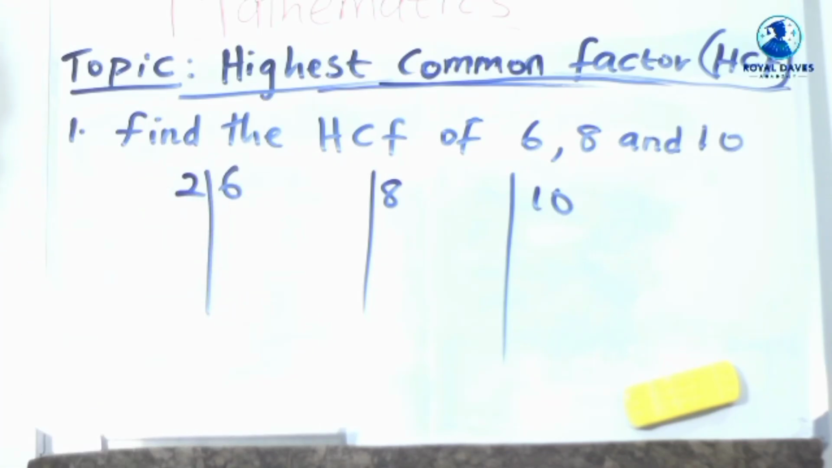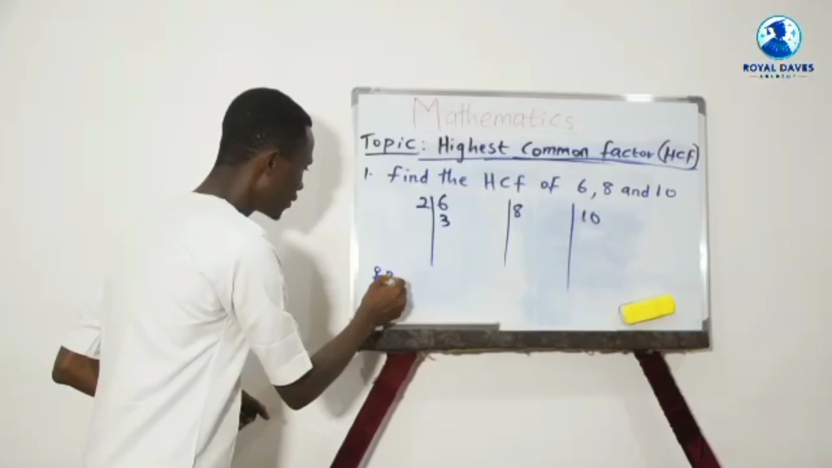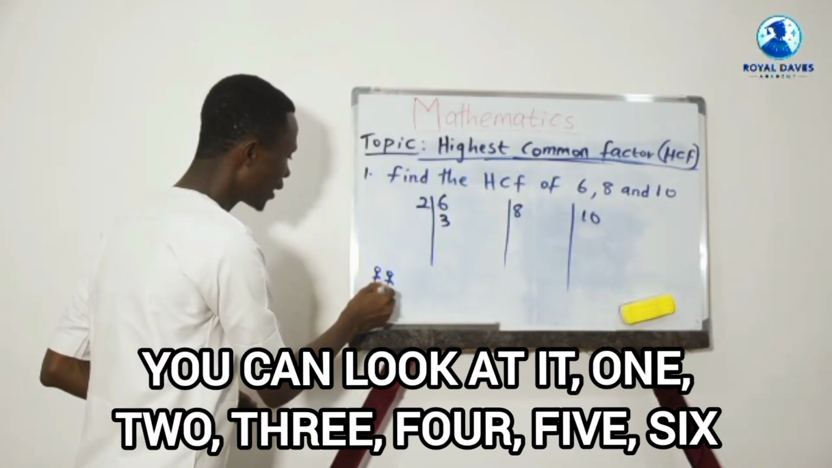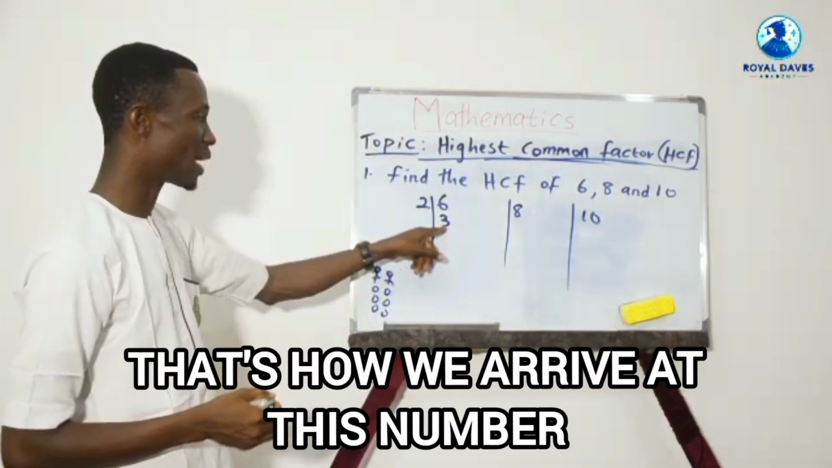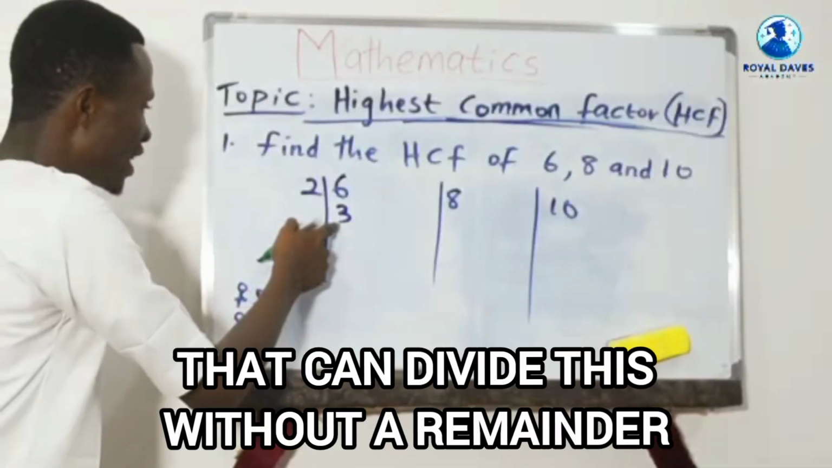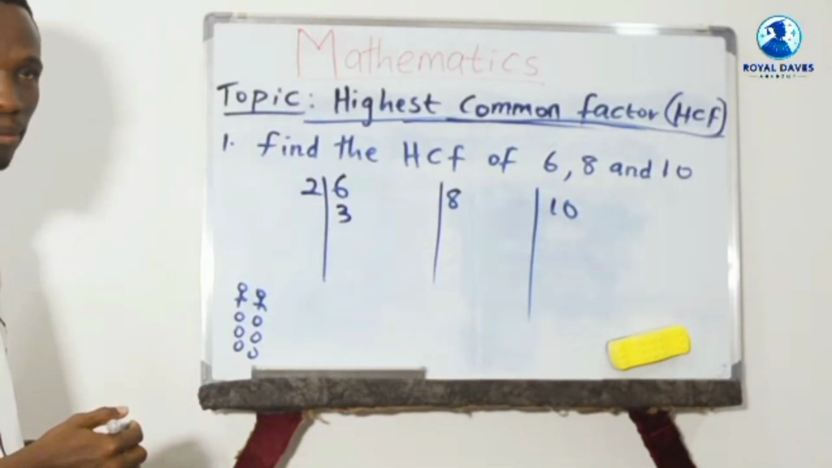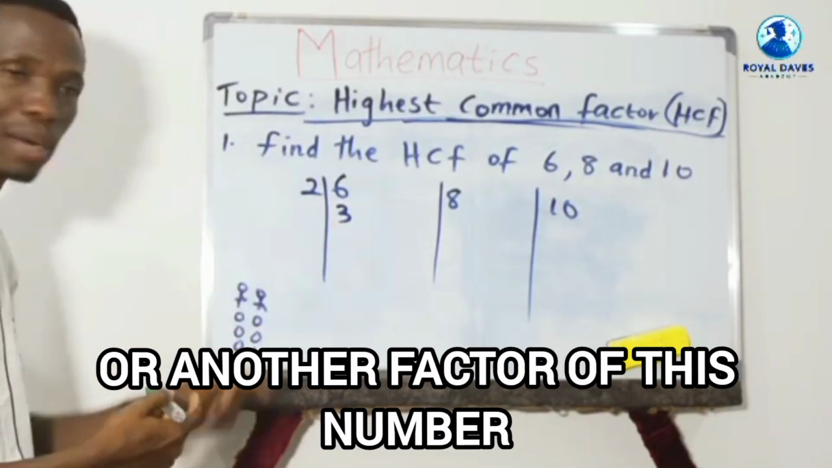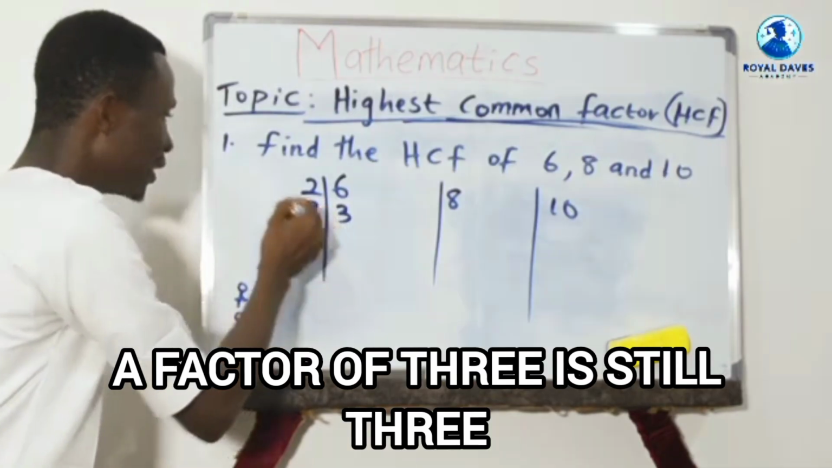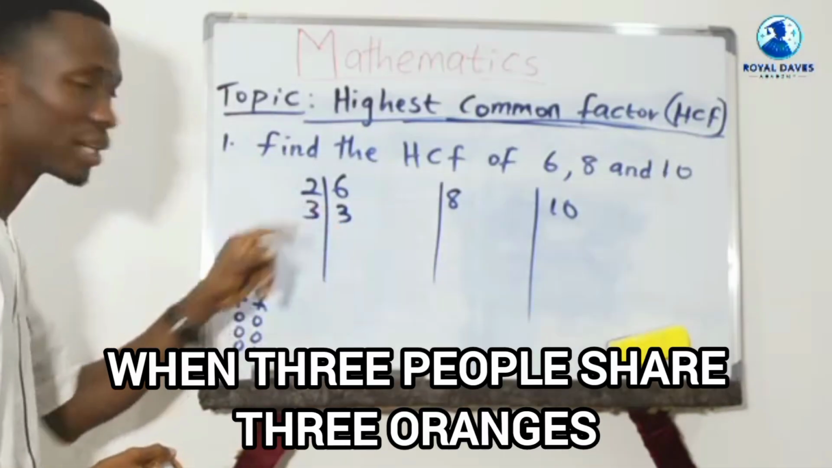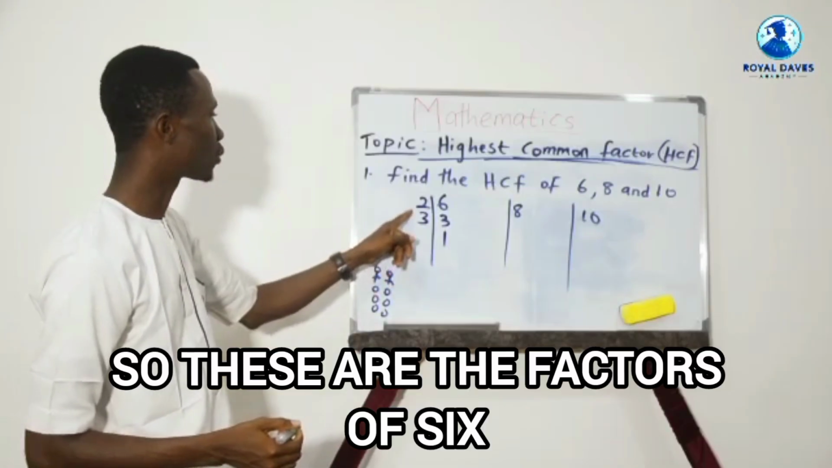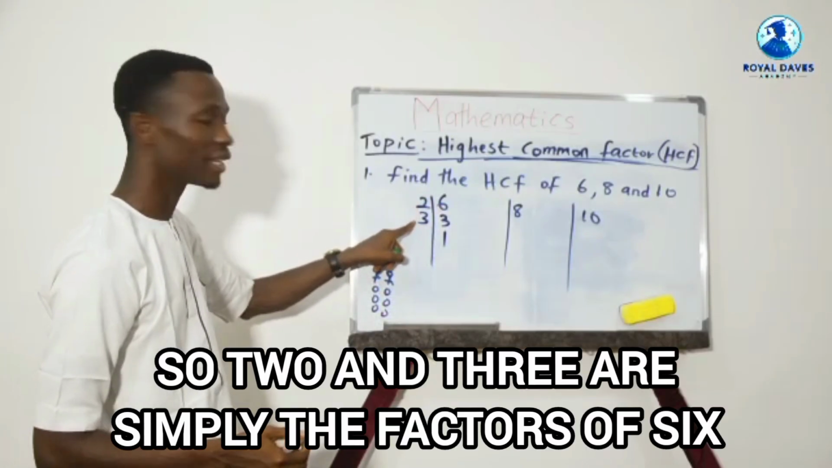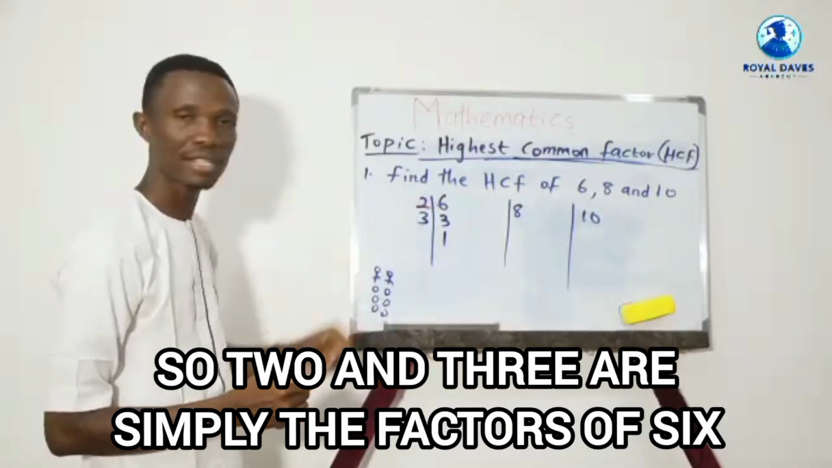2 people sharing 6 will give you 3. That is, 2 friends have to share 6 oranges. You can look at it: 1, 2, 3, 4, 5, 6. So we have 3, 3. That's how we arrive at this number. The next number that can divide 3 without a remainder is 3. When 3 people share 3 oranges, they'll be getting 1 each. So 2 and 3 are simply the factors of 6.